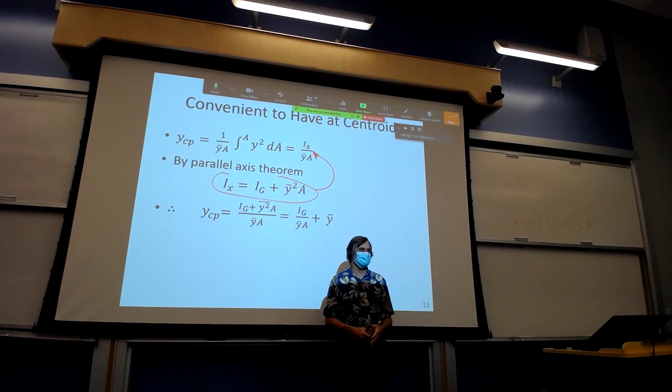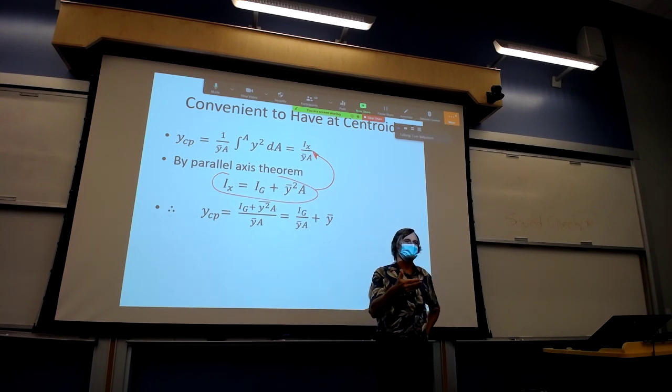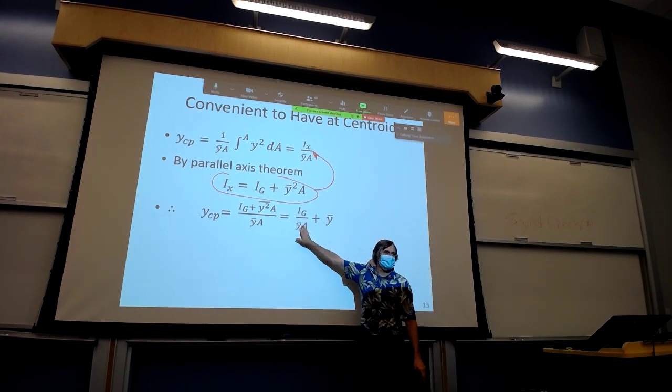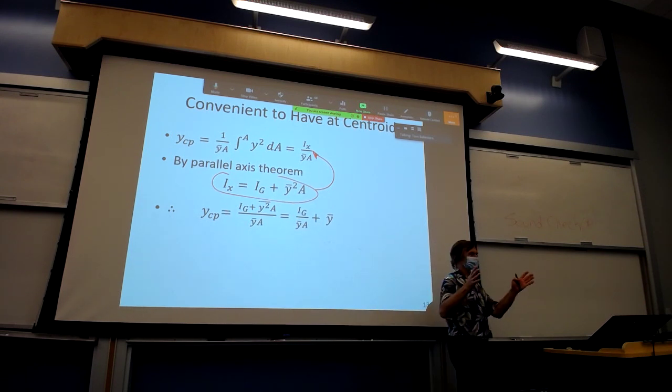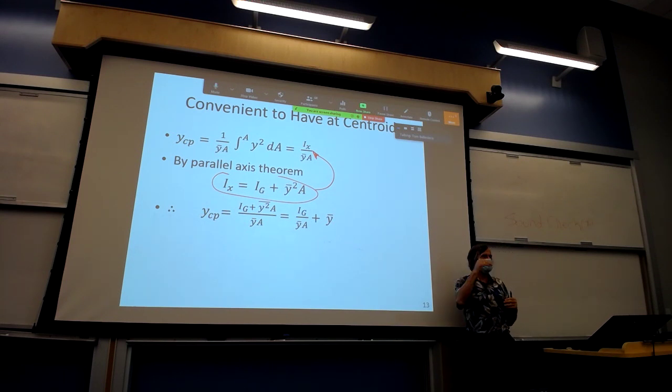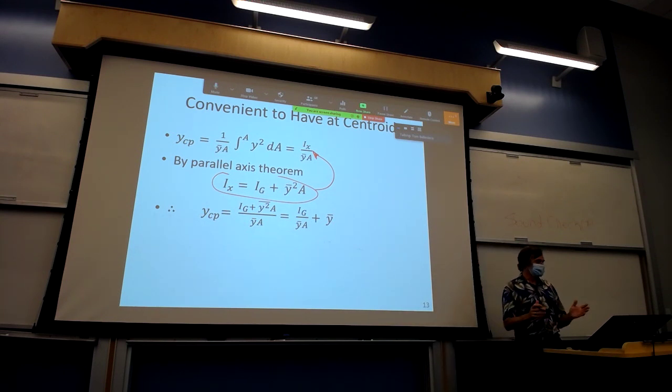Let's go to the second term. Is y bar ever negative? It's positive. So what does this equation say? YCP is equal to IG over y bar A plus y bar. This is a positive number. IG over y bar A is a positive number. This says that the center of pressure is always at or below the center of area. And that's because of the pressure distribution. There are larger pressures typically below the center of area than above. Again, my CP always acts at or below the center of area.